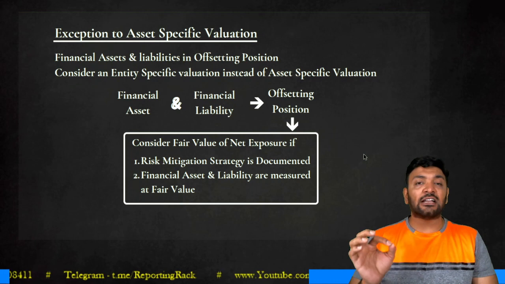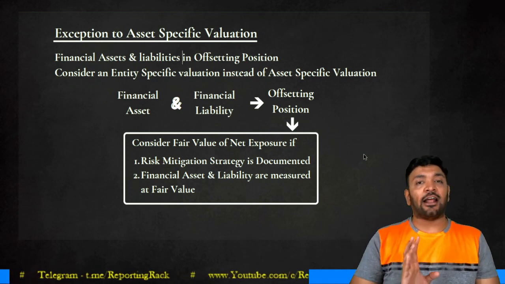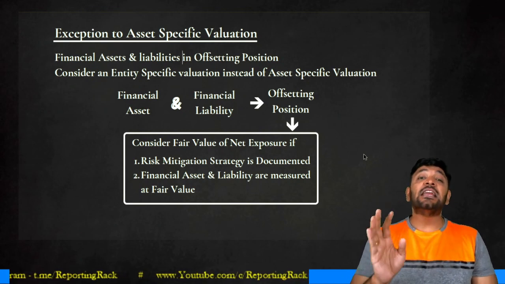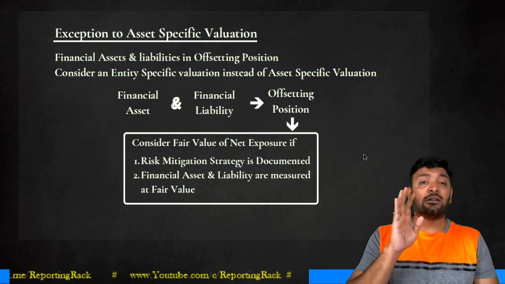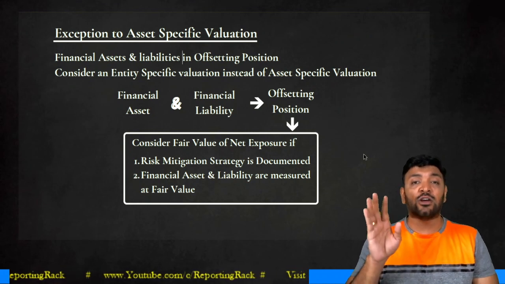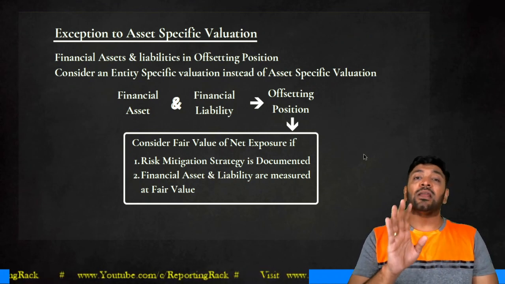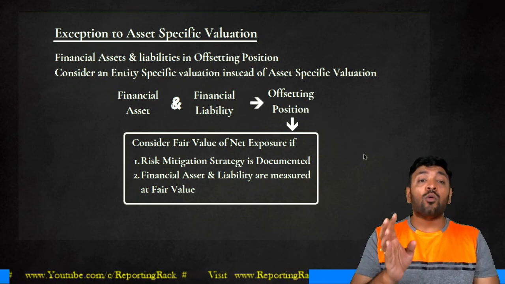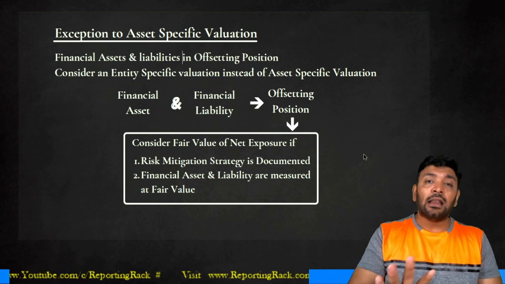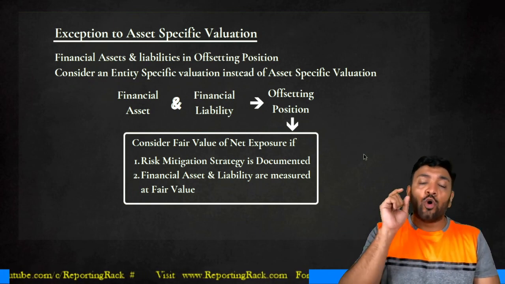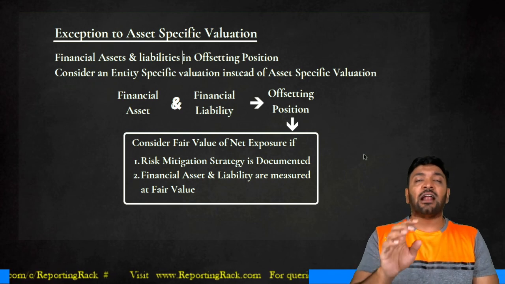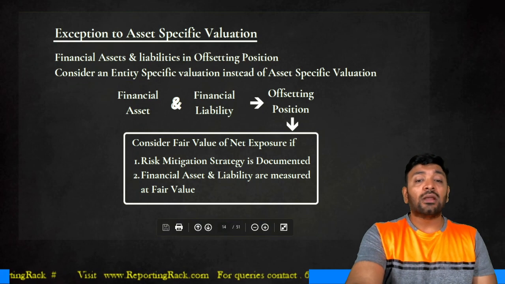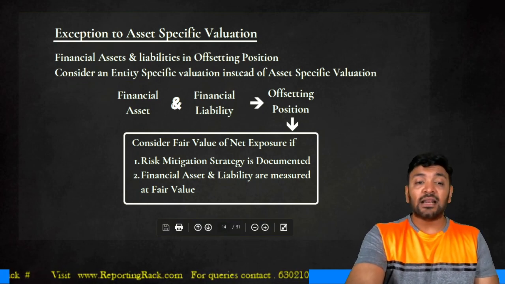Both financial asset and financial liability should have been measured at fair value. If both should have been measured at fair value, then in such cases, even if the entity is intending to settle these financial assets and liabilities on a net basis, it is sufficient if you determine the fair value of the net effect. Instead of trying to determine what is the fair value of financial assets separately, liability separately, not necessary. Only the net exposure, if you determine the fair value, that is absolutely sufficient. And that will bring us to the end of discussion on this standard, that is Ind AS 113.